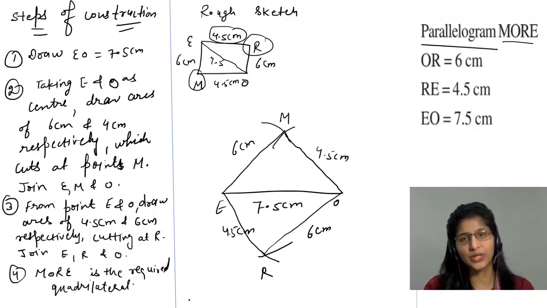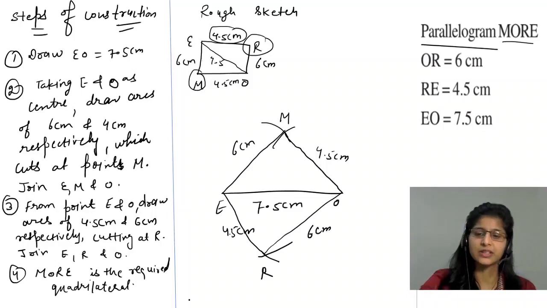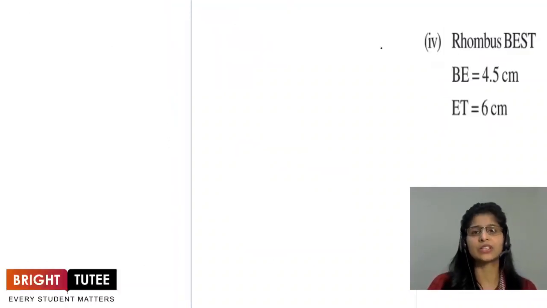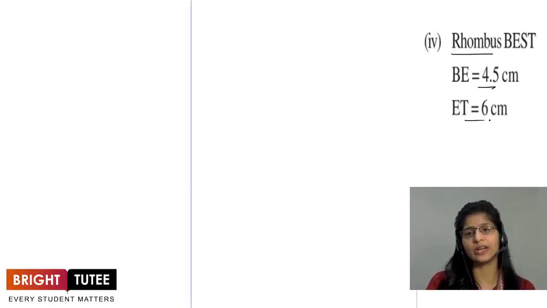Let us discuss one more question based on the same concept so that we have a good practice of it. So here is the next question. A rhombus they have mentioned, and we know in a rhombus all the sides are equal. So we have to draw the rhombus BEST, and one side and one diagonal is given. If one side is given, that means all the four sides are given, because all four sides in a rhombus are of equal measurement. Right?